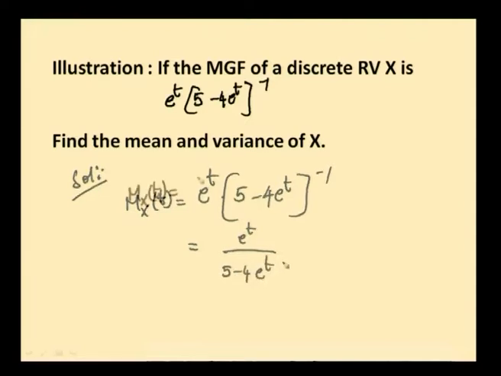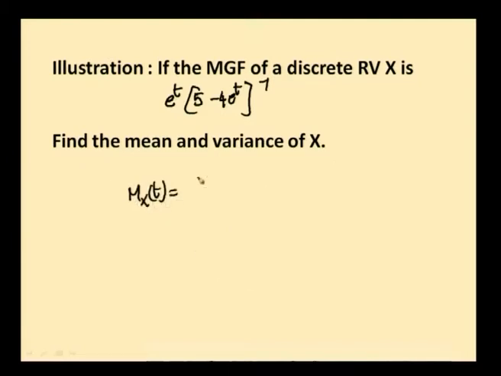And what is our MGF, moment generating function, of geometric distribution? Mx of t is equal to p e power t by 1 minus q e power t. And we are having here e power t by 5 minus 4 e power t. So, this 5 should be brought in the format of 1. So, how is it written?